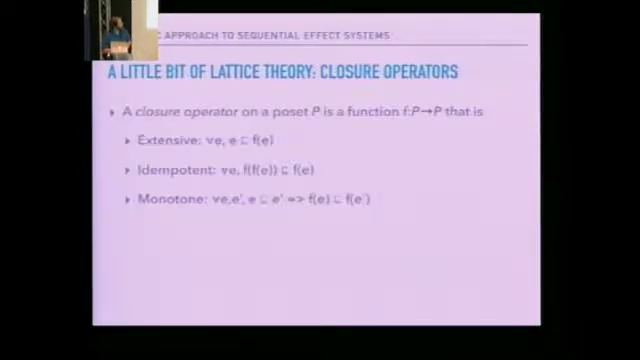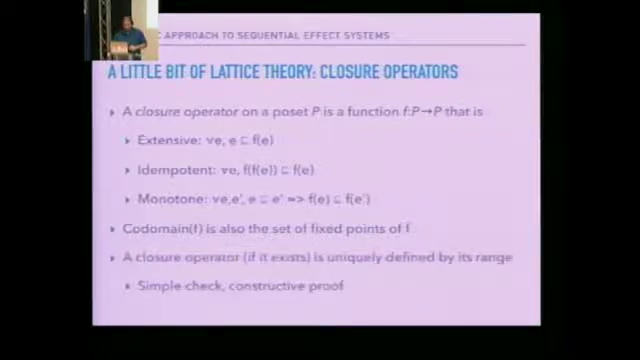And we're going to use what's called a closure operator, which is a function on a partially ordered set that is extensive. It'll only lift things in the partial order. It's idempotent, so if we apply the operator multiple times, that's equivalent to applying it once. And it's monotone, so it respects the partial order. And these have a couple interesting properties for our purposes, like the fact that the codomain, the set of possible outputs for this operator, is also exactly the set of fixed points, which is a consequence of this idempotent fact.